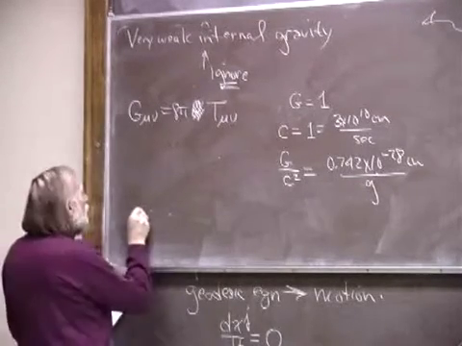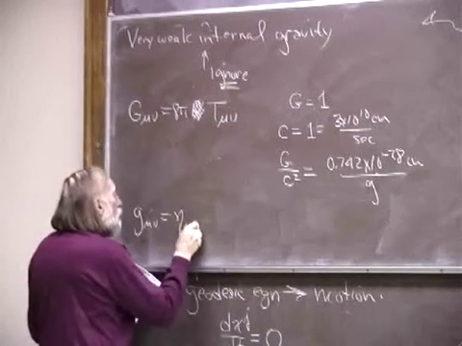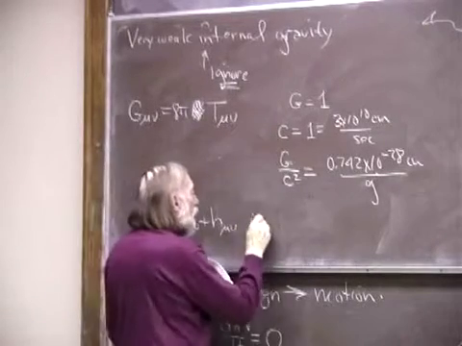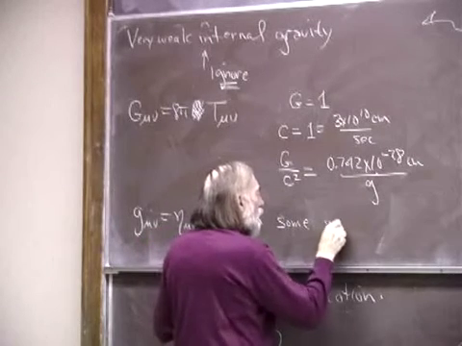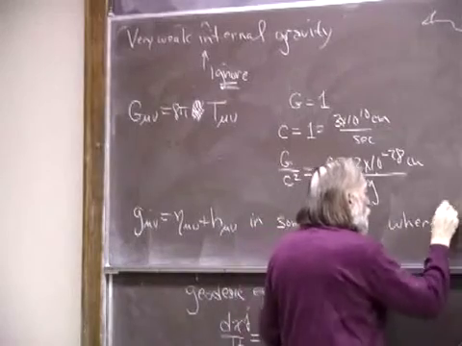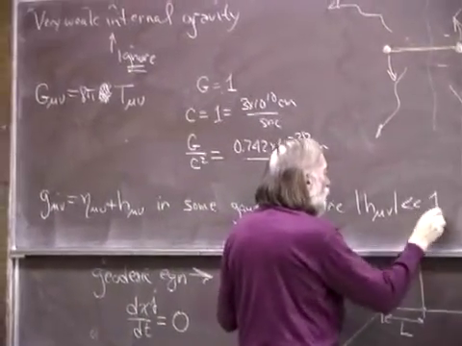And so we write the metric as eta mu nu plus h mu nu in some gauge. And I have not yet specialized my gauge at all, except for the fact that I'm going to demand that the magnitude of the components of the metric perturbation is small compared to 1.